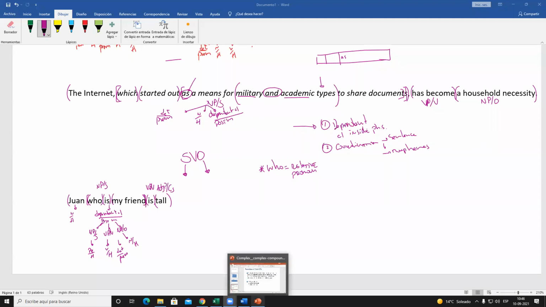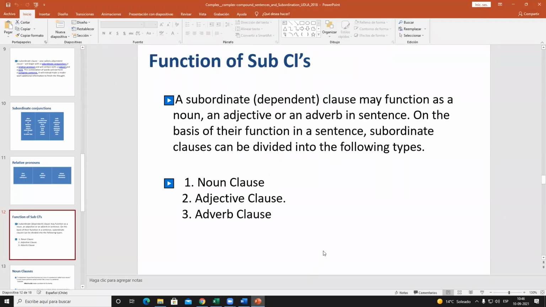Hemos visto en innumerables ocasiones ya que es una dependent, independent. Hemos analizado un poquito, pero ahora ya vamos a las tres formas en las cuales se usan. Muy sencillo: noun clauses, adjective clauses, adverb clauses. So, functions of a subordinate or dependent clause. A subordinate or dependent clause may function as a noun, as an adjective, or as an adverb in a sentence. On the basis of their function in a sentence, subordinate clauses can be divided into the following types.